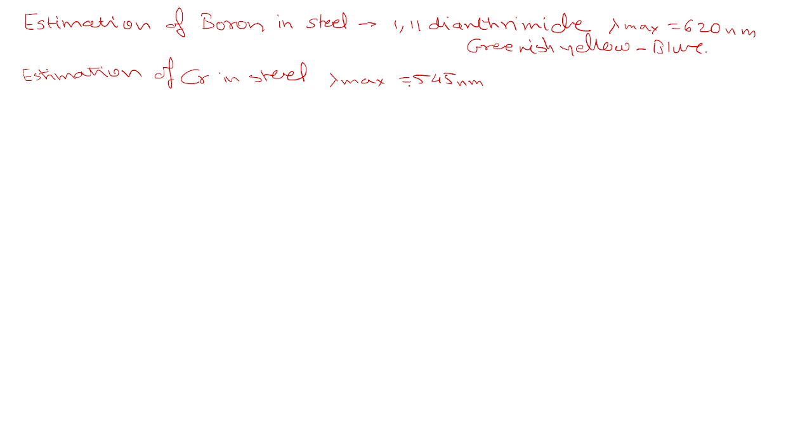1,5-diphenyl carbazide reacts in acidic medium with chromium to give a violet solution. What is the coloring reagent? That is 1,5-diphenyl carbazide. Again the procedure is given in the book. The solution forms violet color, and you can go for its estimation using the UV visible spectrophotometer.